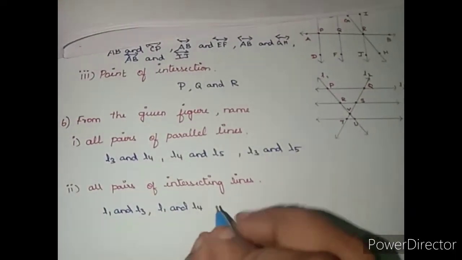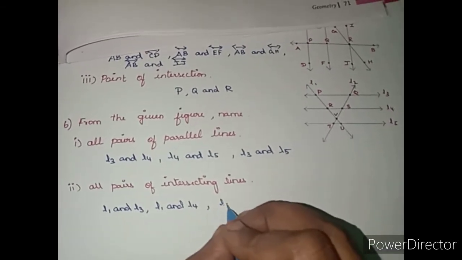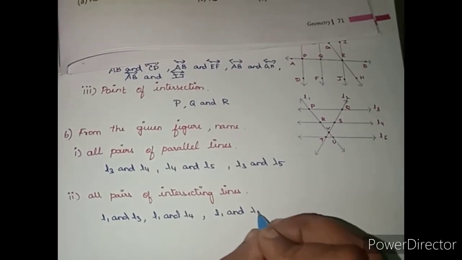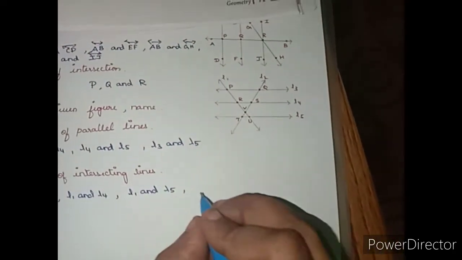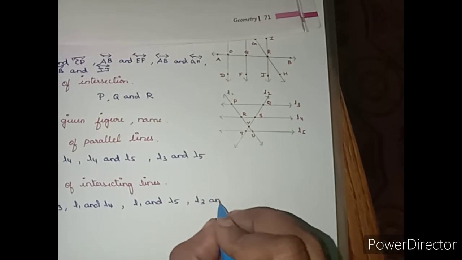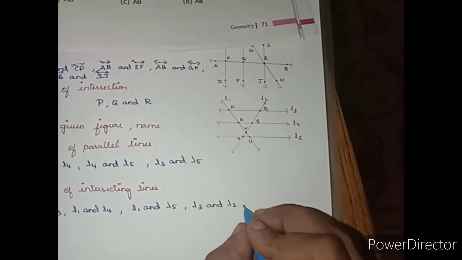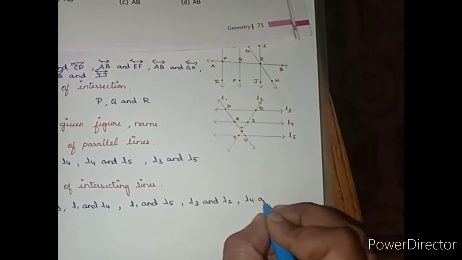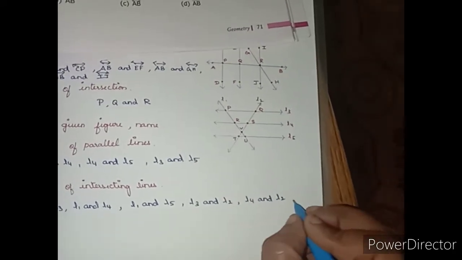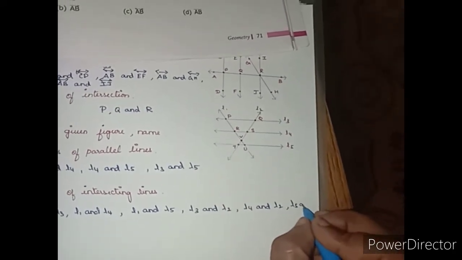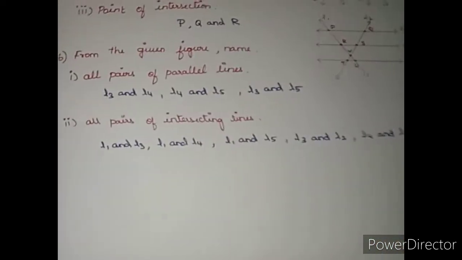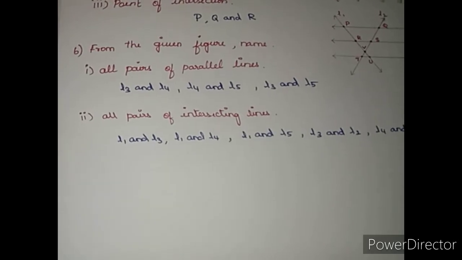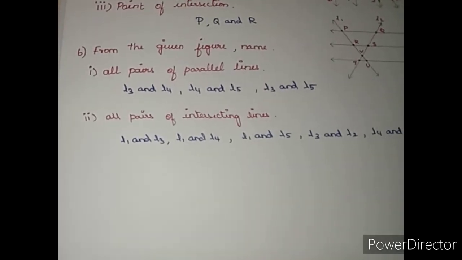In L5 also we have L1. So, L1 and L5. Next, if you see L2 also, L3 and L2, L4 and L2, L5 and L2. So these are the pairs of intersecting lines. Next we'll go to the next subhead.